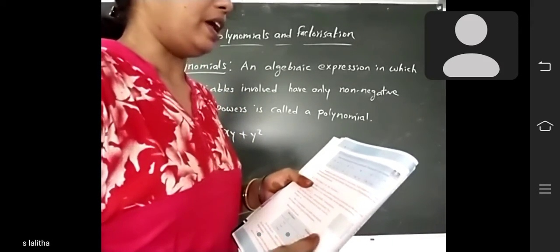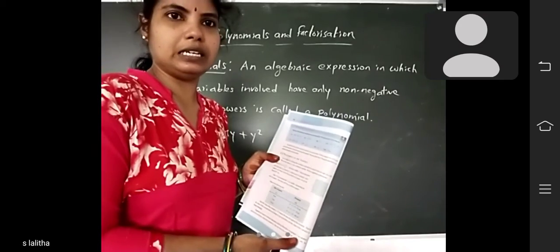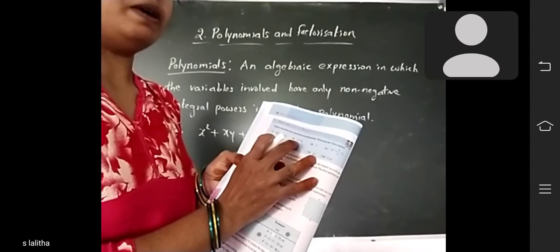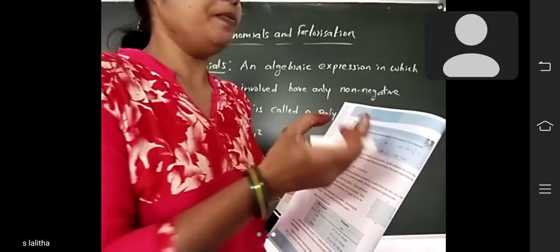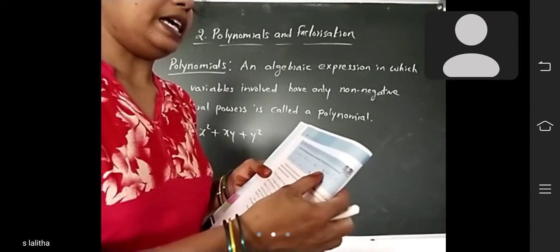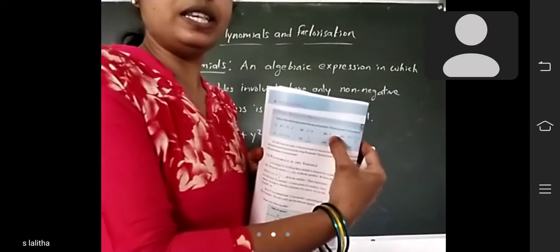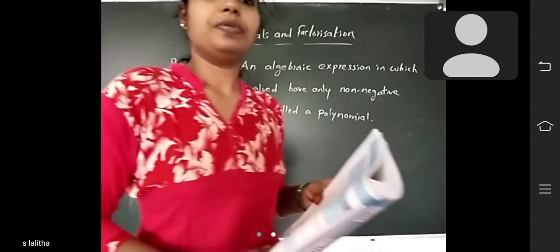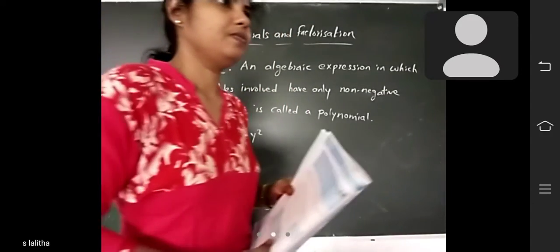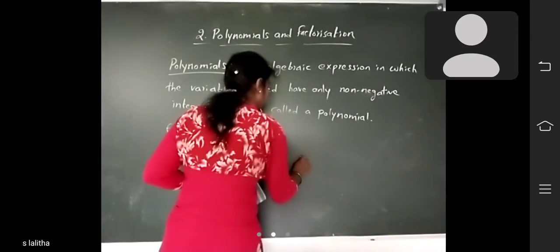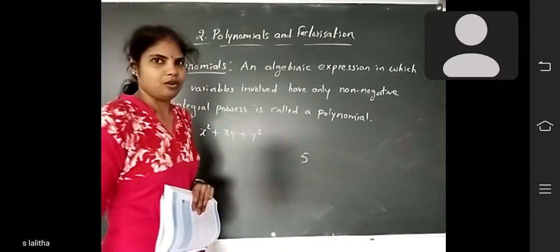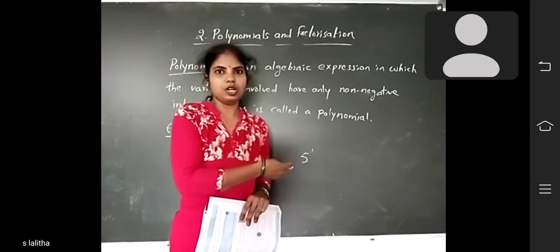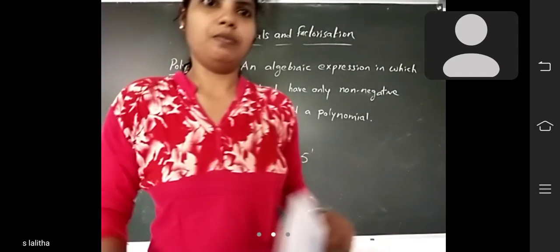Okay. Second one, y squared minus 8. Is it a polynomial, children? Yes, it is a polynomial. Why? The power is non-negative. Next, third one, 5. Only a constant term is there. For a constant term, what is the degree? Suppose 5 is there. What is the power? If there is no number, it means 1, which is a positive number only. So it is a polynomial.